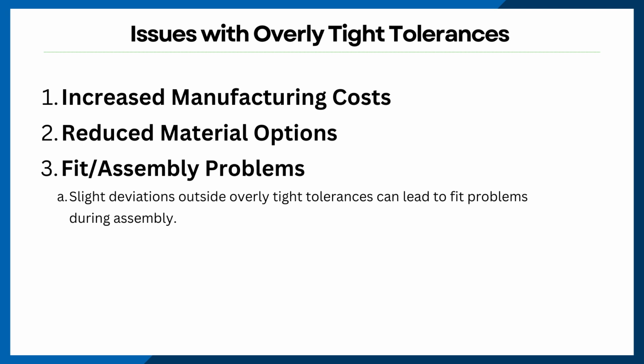Now, what happens when we get a little too enthusiastic with our precision? Well, that's when we encounter the realm of overly tight tolerances. These are tolerances that are significantly smaller than what the manufacturing process can consistently and economically achieve. While aiming for perfection is certainly admirable, specifying tolerances that are tighter than necessary can lead to a bunch of problems, including increased manufacturing costs, reduced material options, and even slight deviations outside overly tight tolerances can lead to fit problems during assembly, requiring manual adjustments or even the possibility of faulty parts.